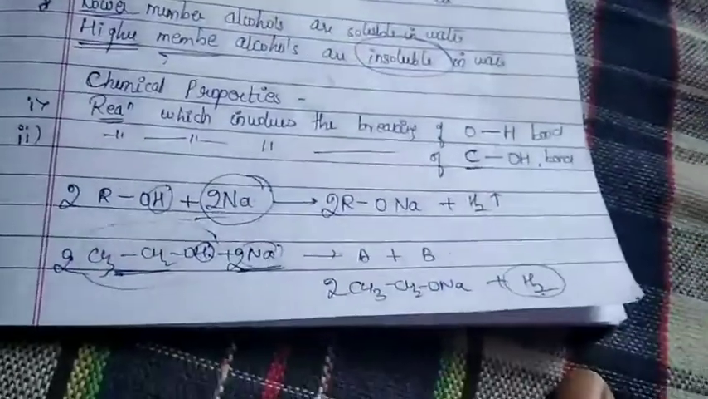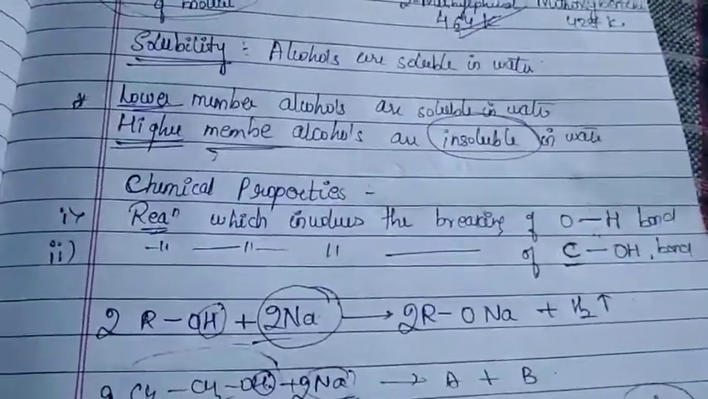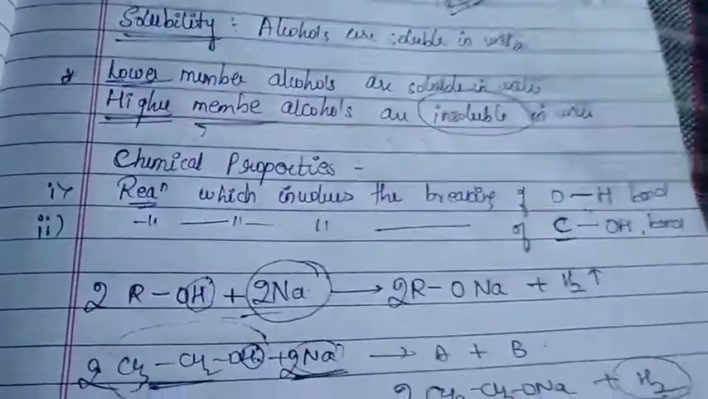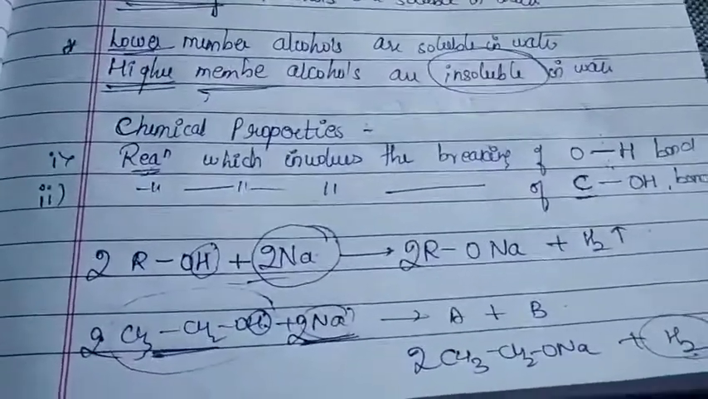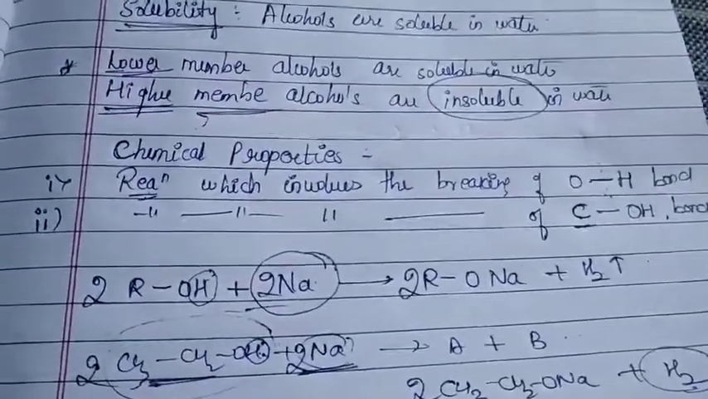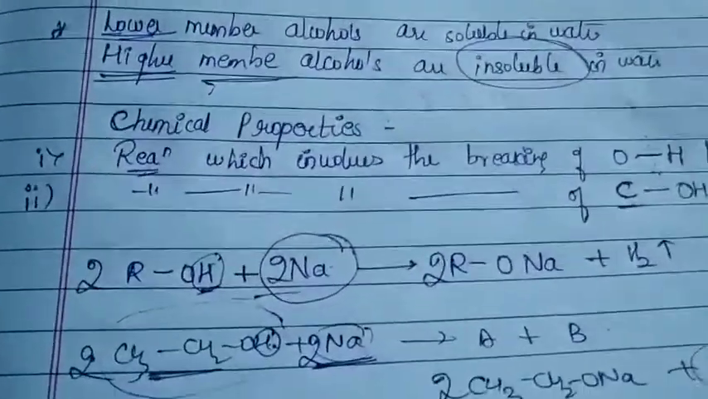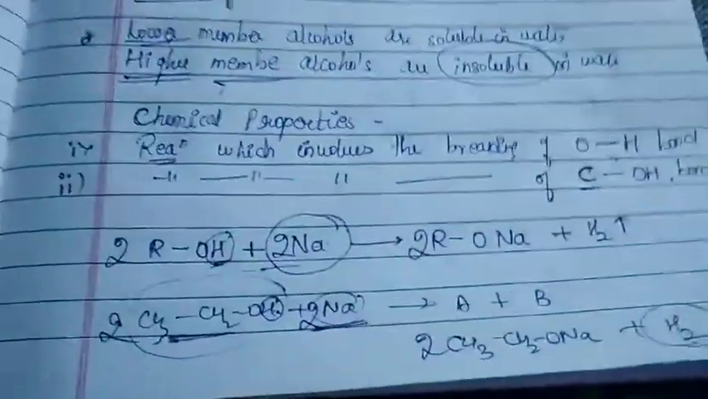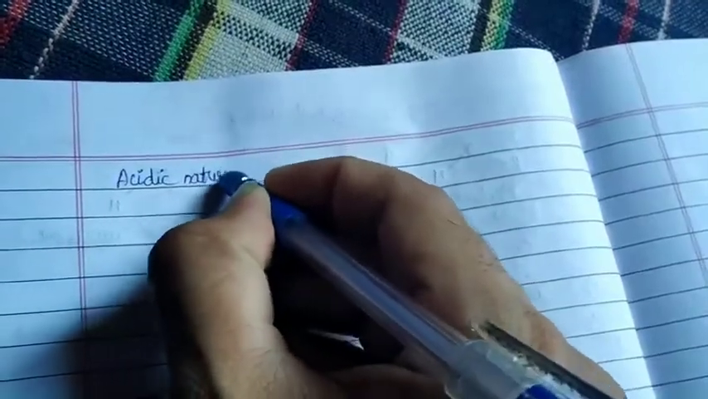But also we know one important thing. What is that? If a compound is acidic, in the simplest way we can say it has the capacity to donate a proton. Hence we are saying that alcohols and phenols are acidic, because they have the capacity to donate a proton, that is H+. So first let us see the acidic nature of alcohols.